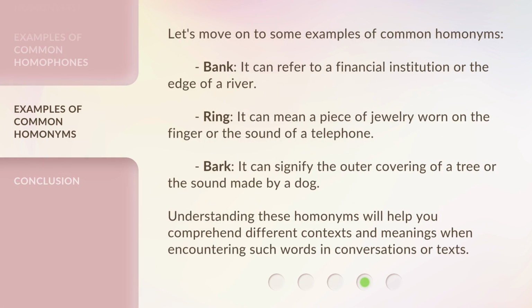Let's move on to some examples of common homonyms. Bank. It can refer to a financial institution or the edge of a river. Ring. It can mean a piece of jewelry worn on the finger or the sound of a telephone. Bark. It can signify the outer covering of a tree or the sound made by a dog. Understanding these homonyms will help you comprehend different contexts and meanings when encountering such words in conversations or texts.